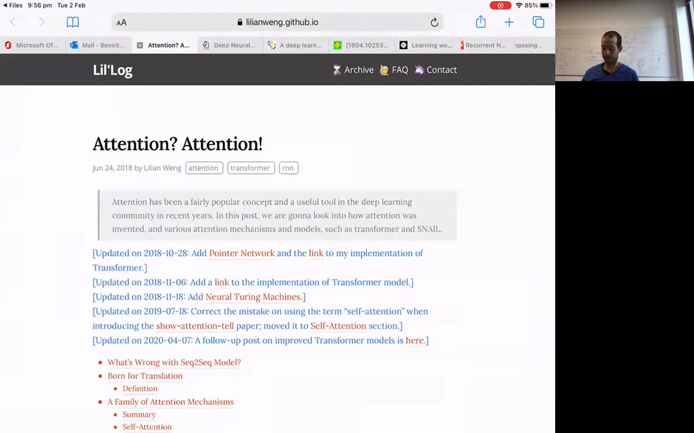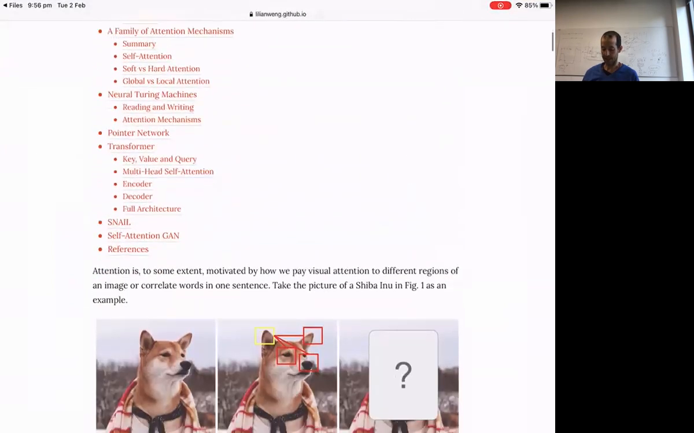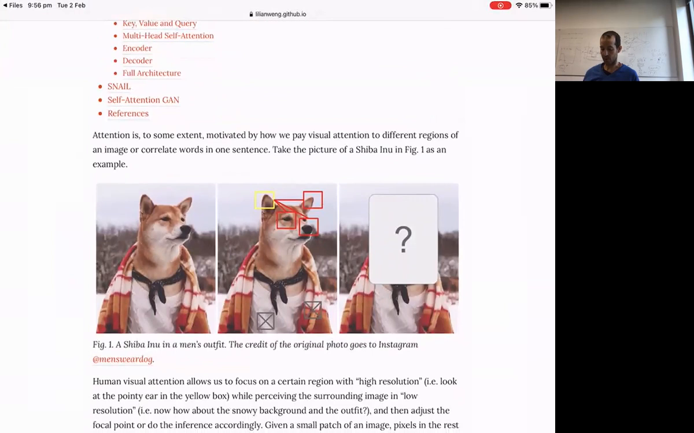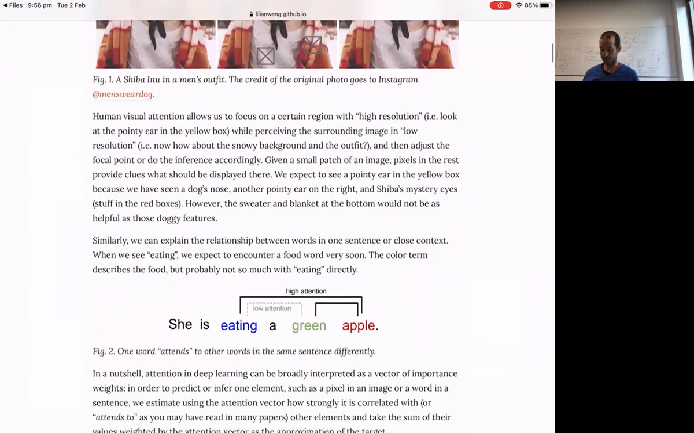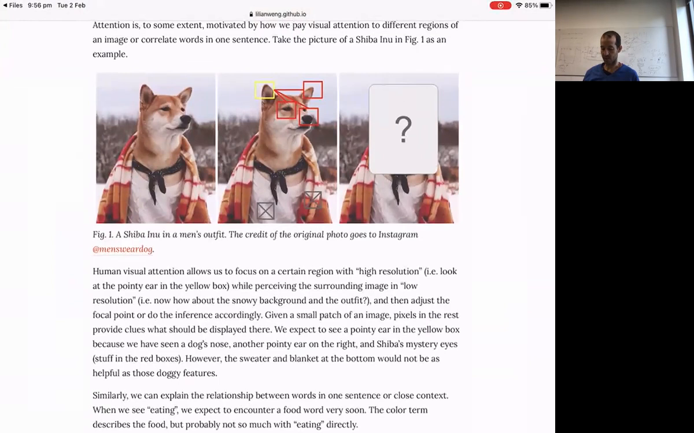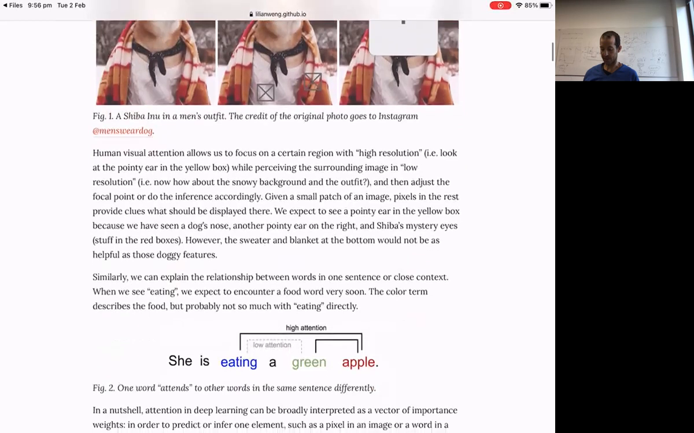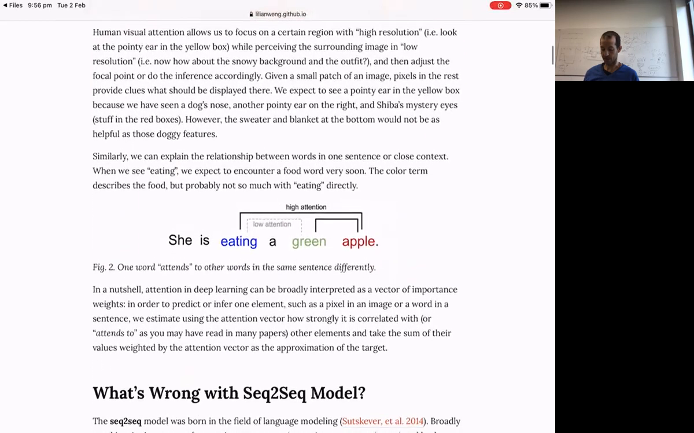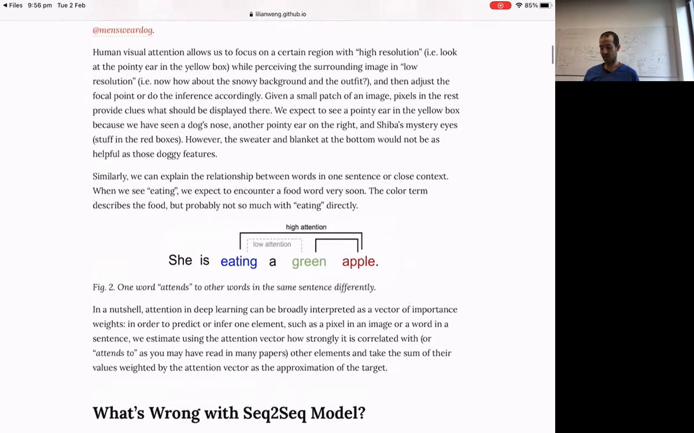This blog explains what the main point of the attention is. For example, in text, if you want to do it on an image, it's quite clear where you want to put the attention. But on the text, for example, the combination of eating in green tells you that it is low attention, but eating and apple gives a lot of information, so it is high attention.